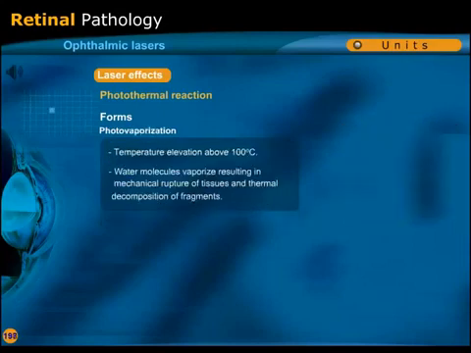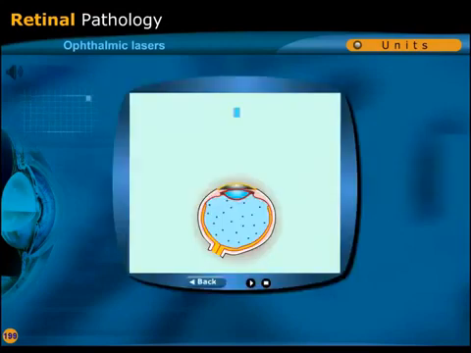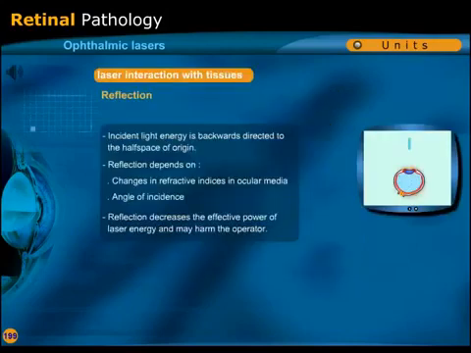Photovaporization. Temperature elevation above 100 degrees centigrade. Water molecules vaporize, resulting in mechanical rupture of tissues and thermal decomposition of fragments. Laser interaction with tissues. Reflection. Incident light energy is backwards directed to the half space of origin. Reflection depends on changes in refractive indices in ocular media and angle of incidence. Reflection decreases the effective power of the laser energy and may harm the operator.